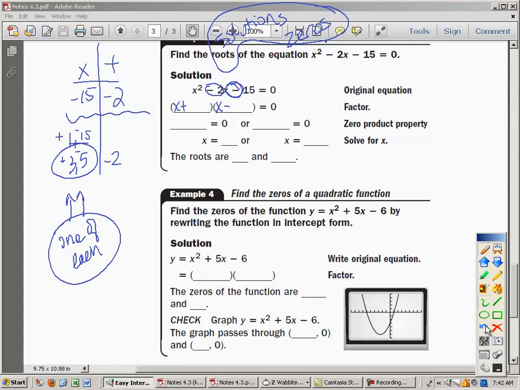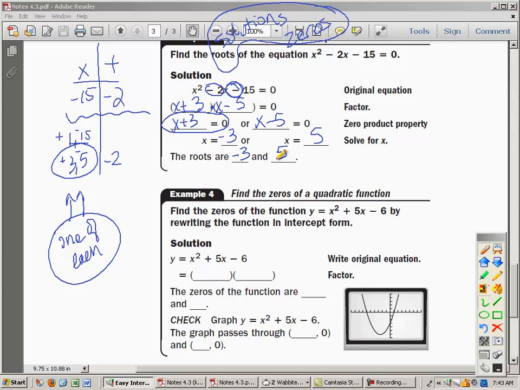So again, we still have the 3 and the negative 5. So then we have x plus 3 is equal to 0, or x minus 5 is equal to 0. By the zero product property, if the product of these two things is 0, then one or both of them is 0, so set them both equal to 0. Solving this, you simply subtract 3 from both sides, you get x equals negative 3, or x equals positive 5. So my zeros, or my roots, are negative 3 and 5.